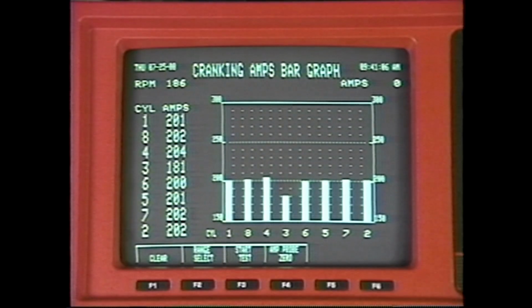When a cylinder's compression is low, the cranking amps value is low. The next cylinder may show a higher value because the starting motor suddenly draws a surge of current. An extremely high value indicates mechanical binding or interference. More testing is needed to determine the exact cause.